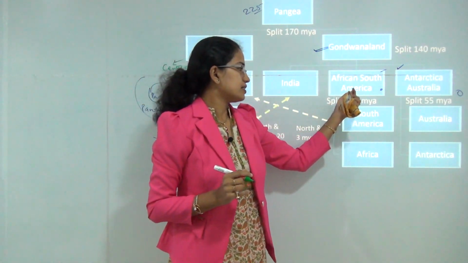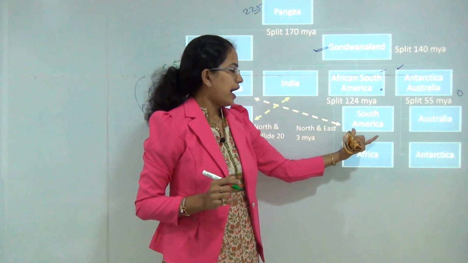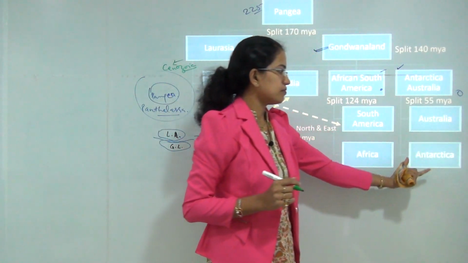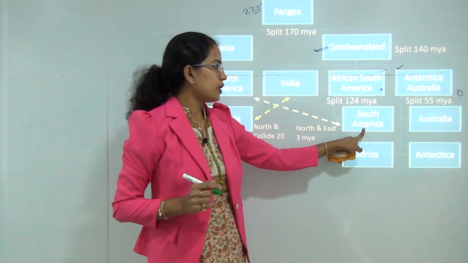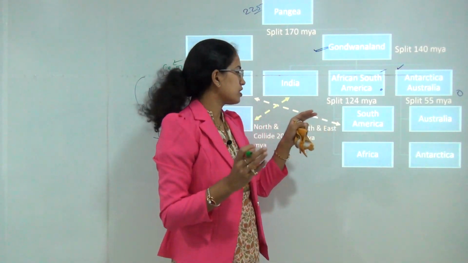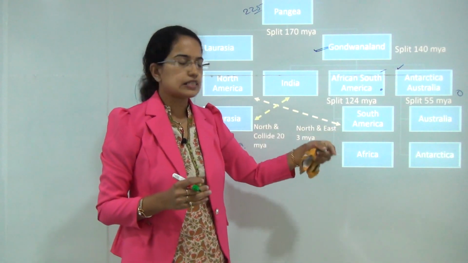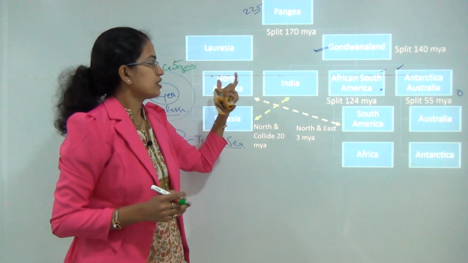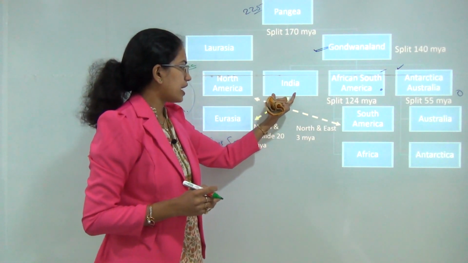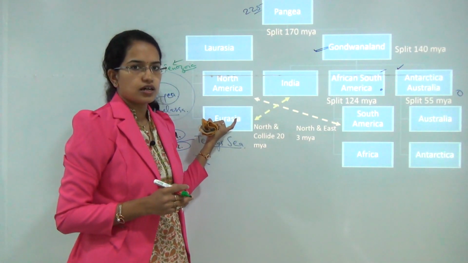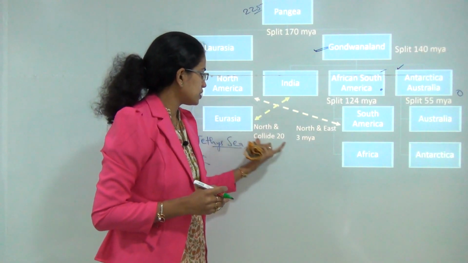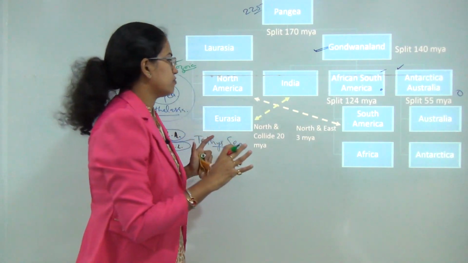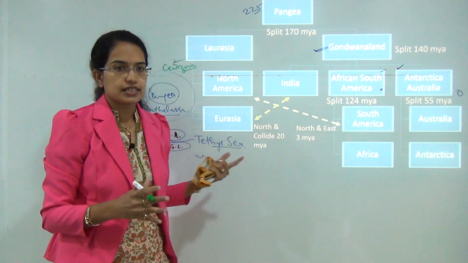Around 124 million years ago, there was a split, and South America and Africa became separate continents, and Australia and Antarctica became separate continents. But slowly, the South American continent started moving towards north and west around very recent time frames, and this moved close to North America. Similarly, India moved north and collided with the Eurasian continent, and this was around 20 million years ago. So with this mechanism, what Wegener explained was you could see the present day Earth as it really is.